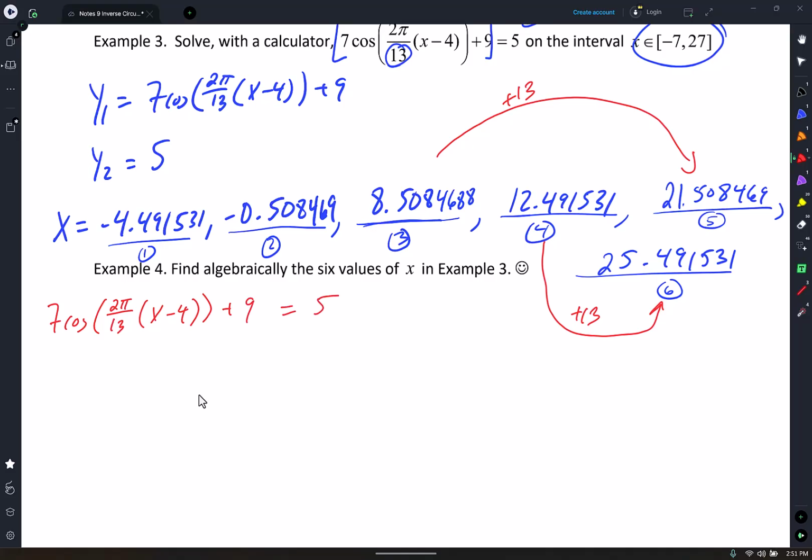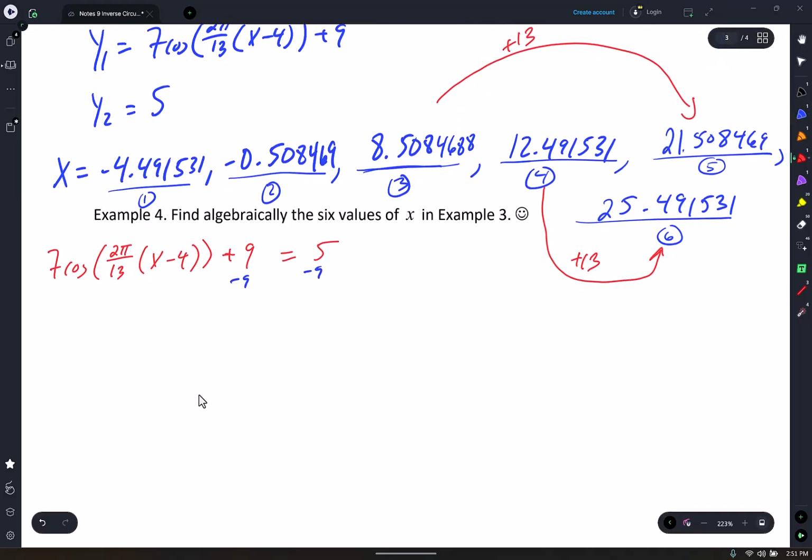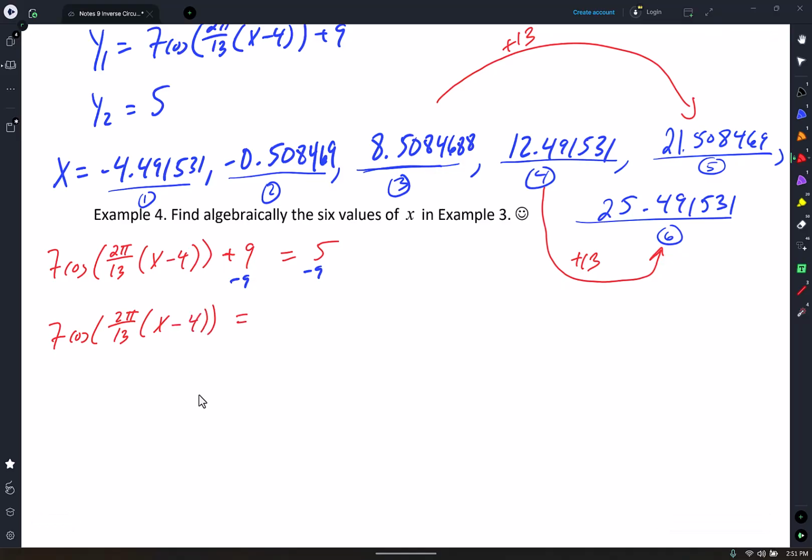So the whole point here, guys, is that we're trying to solve for x. We're trying to get x by itself. Cool or not cool? All right, so the first move, we got to get rid of this 9 here. How do we get rid of that 9? Yeah, minus 9, subtract. So now we're going to have 7 cosine(2 pi over 13 (x minus 4)) equals, and the difference between 9 and 5 is what, 4? 1, 2, 3, 4, 5, yeah, 4, negative 4, because the 9 is larger than the 5.